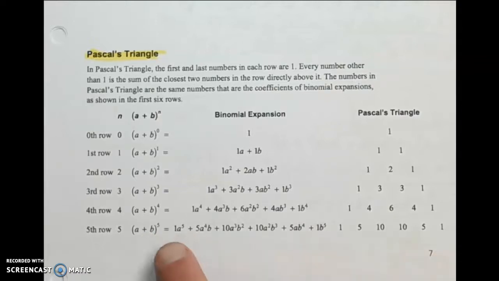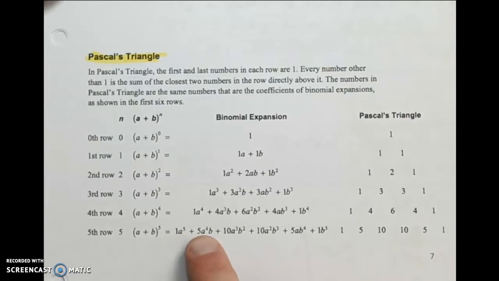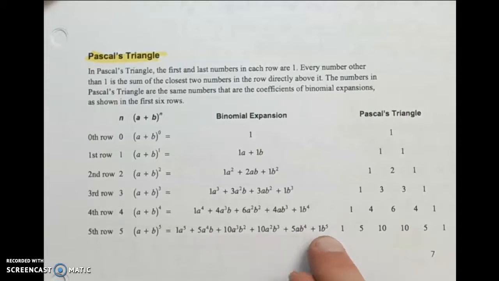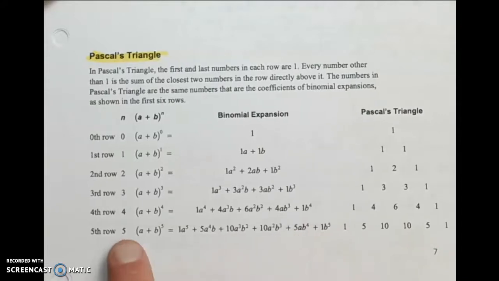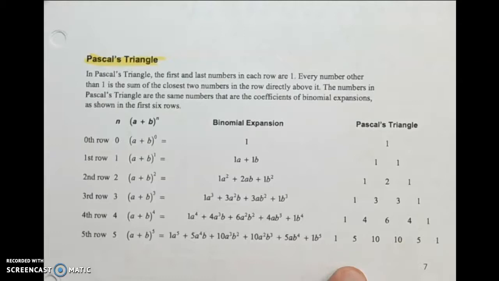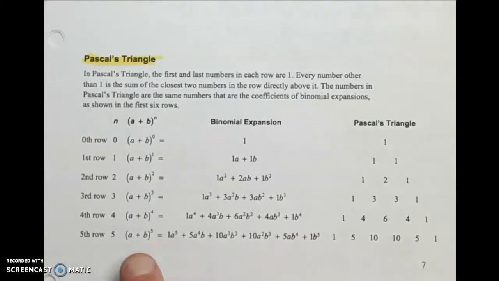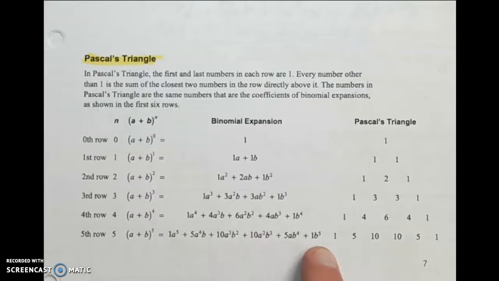It's the Pascal's triangle as our coefficients, and then A goes power 5, power 4, power 3, power 2, power 1, power 0. A will go in descending order of its exponents. B will go in ascending order, or go up. So B to the 0 power, B to the 1st power, B to the 2nd power, B to the 3rd power, B to the 4th power, B to the 5th power.